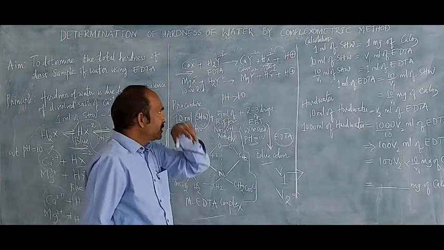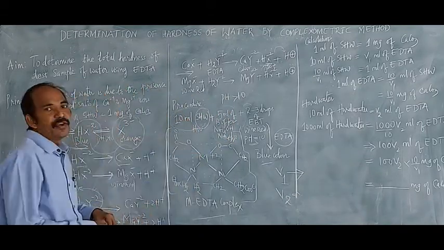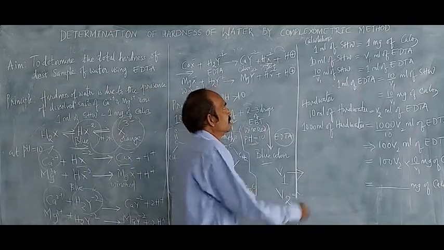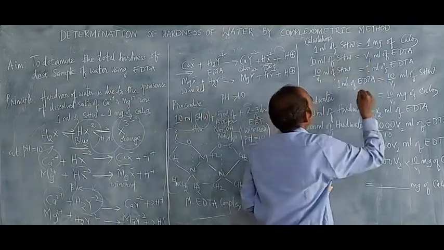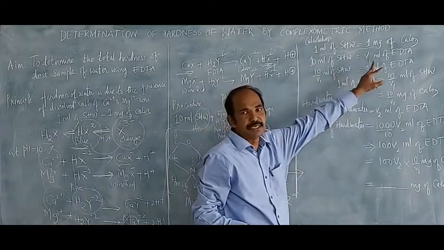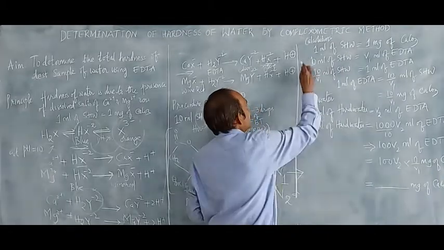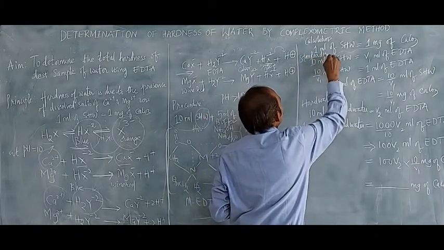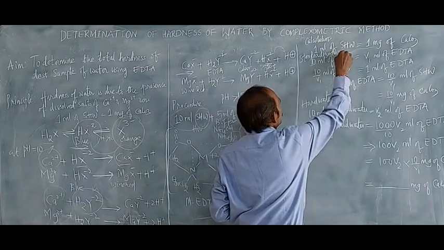So in the calculation part, in the first step we have prepared the standard hard water such that 1 ml of standard hard water is equal to 1 mg of CaCO3. In the next step we have done the standardization. What do you mean by standardization? By taking the known solution we are going to find out the concentration of the unknown one.